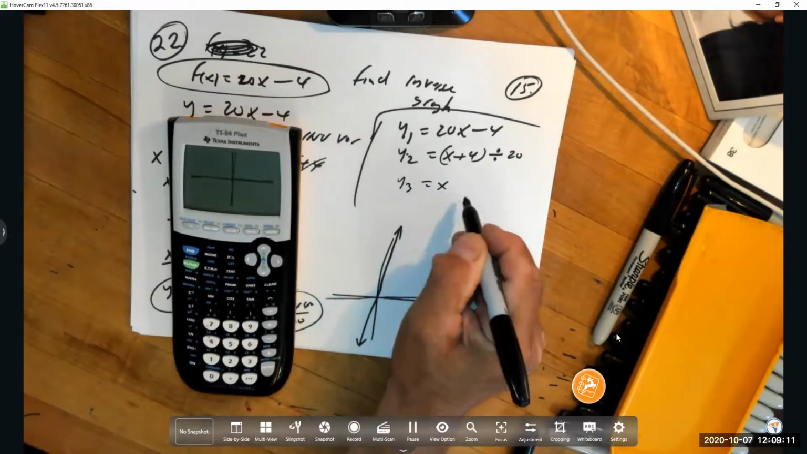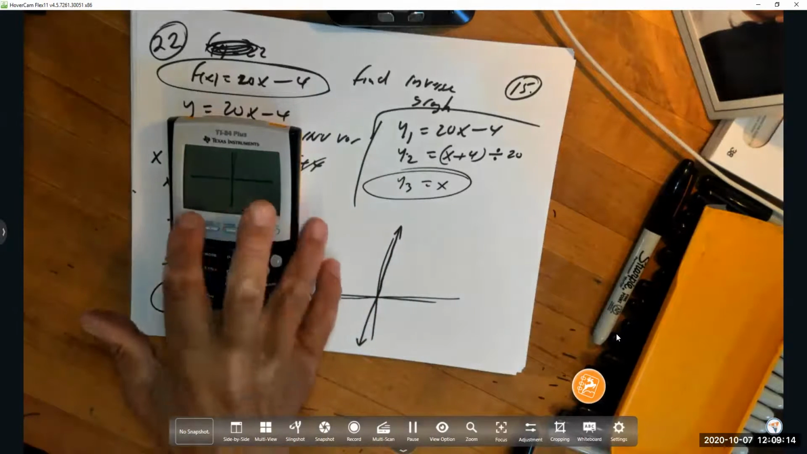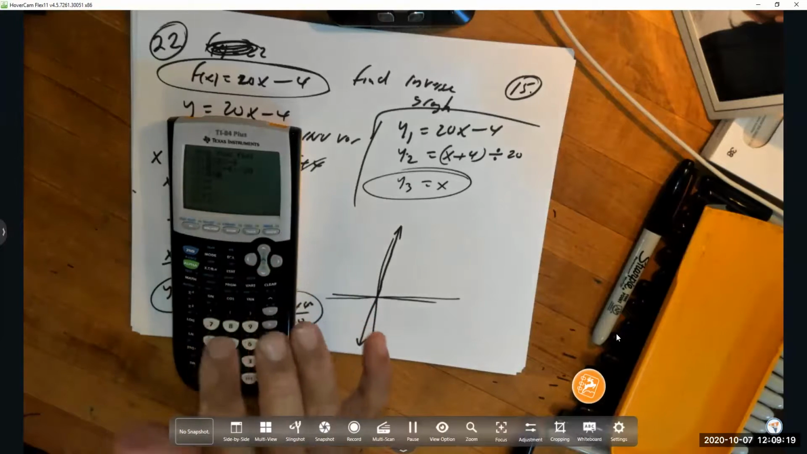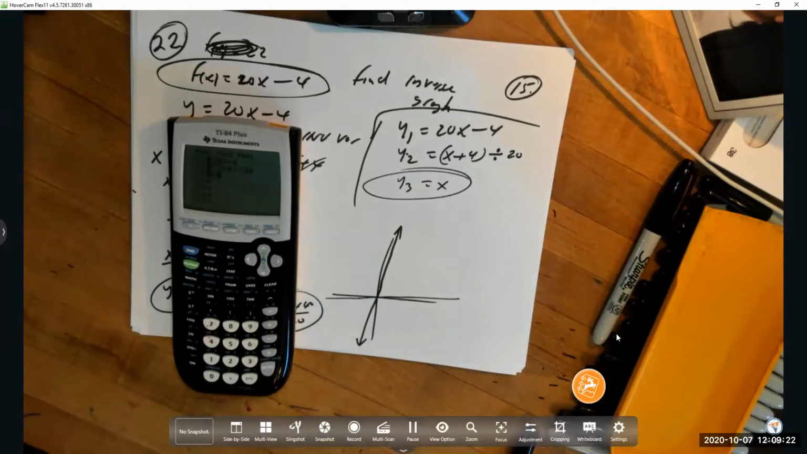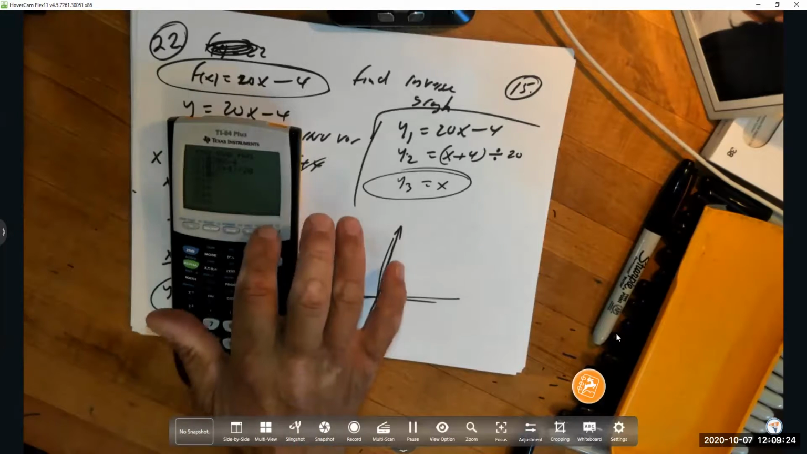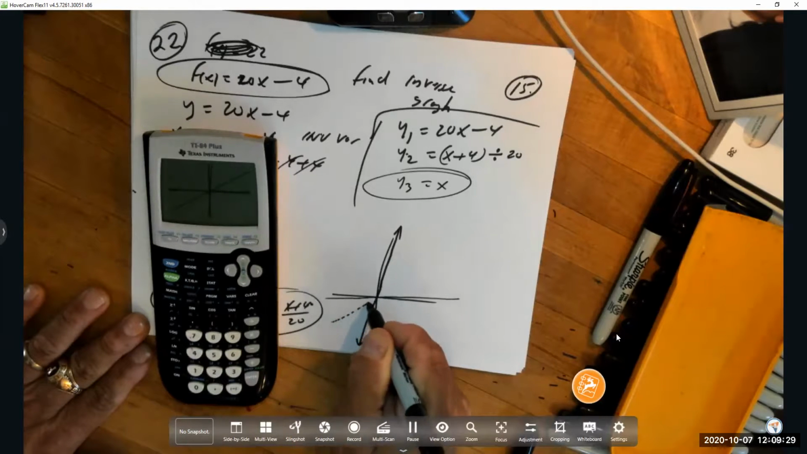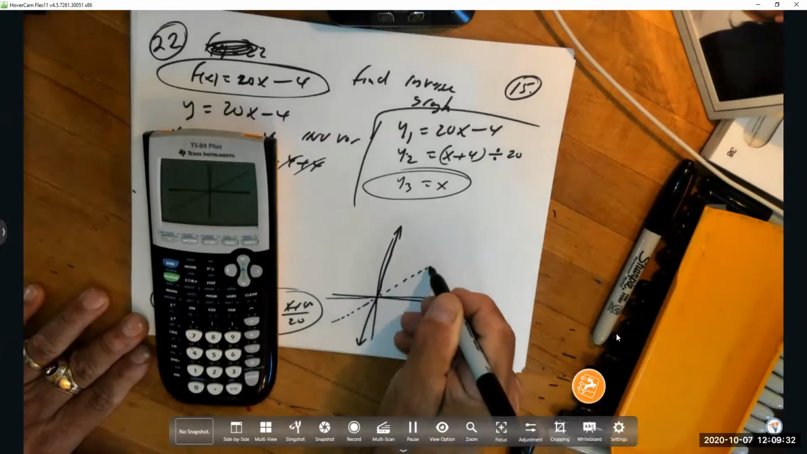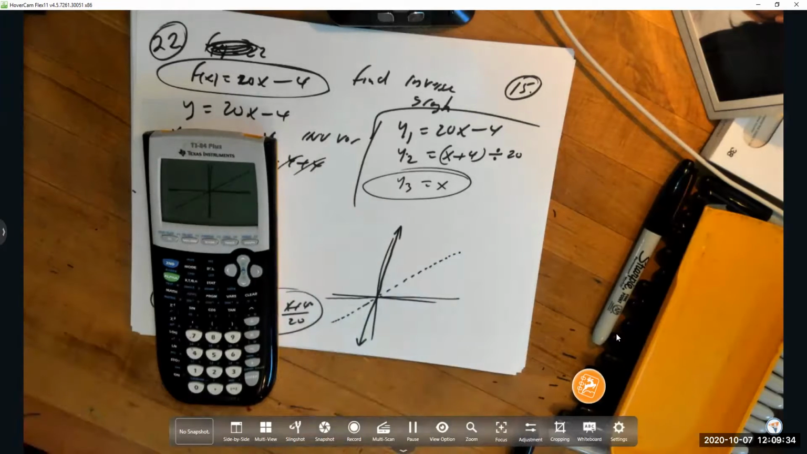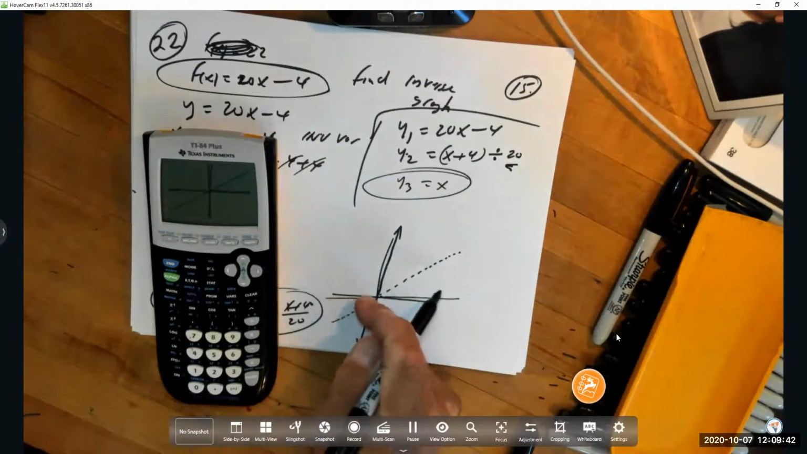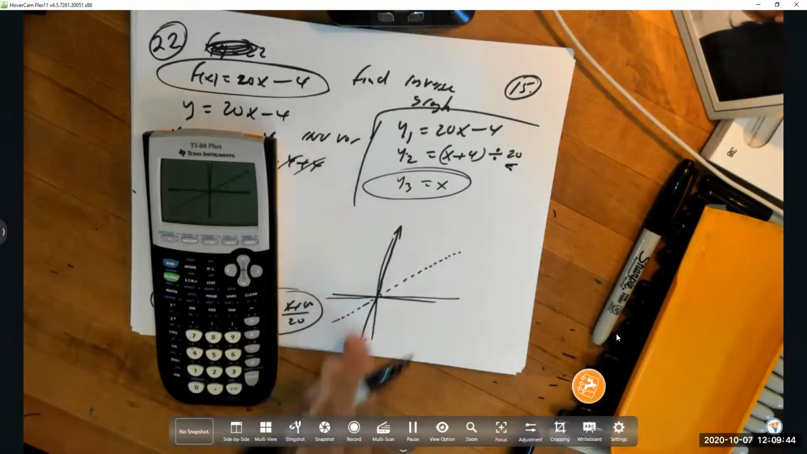Last one. Y3 is going to be just x. This one here. So for Y3, go down here and just put x. Graph that one and see what you get. Okay, graph. I've got a line that goes like this. Y'all get that? Yes? It's kind of hard to tell because this number's so big. The 20 kind of makes it go way to the side and then makes it go way up here like this.